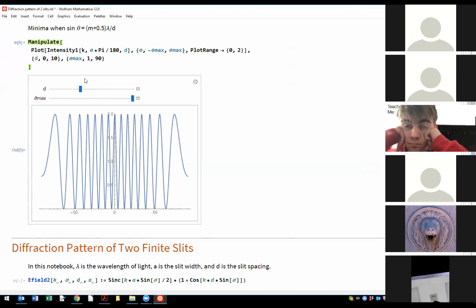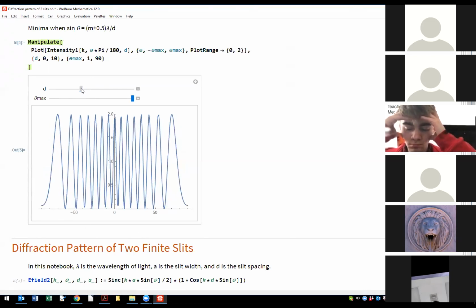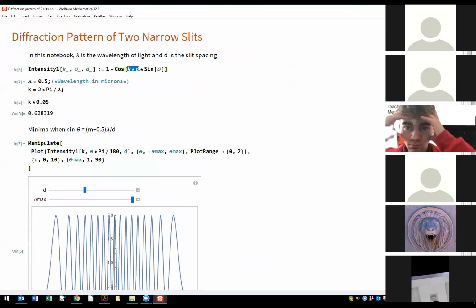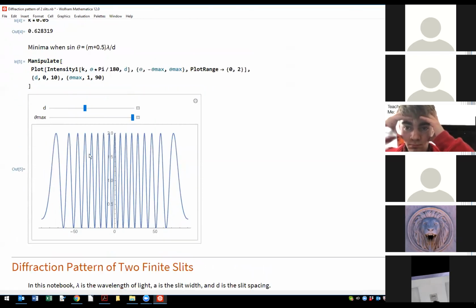And if we increase D, then as we vary the angle, D sine theta can cover a wide range of values. Sine theta is going between 0 and 1, so D sine theta is going between 0 and D. And if D sine theta is going over a larger range, then KD sine theta is going over a larger range. And as KD sine theta goes over a larger range, well, we're taking the cosine of KD sine theta, so we can see more oscillations.